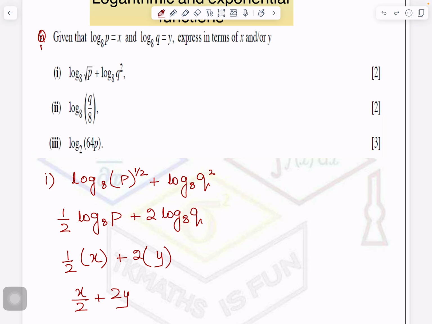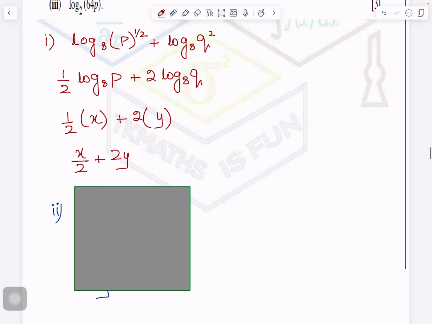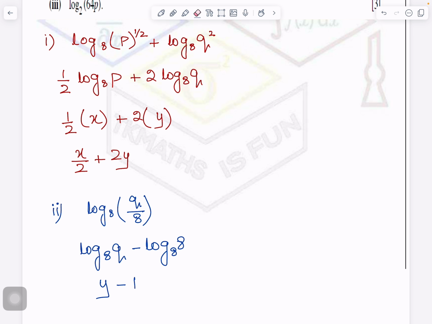Now let's see part 2. What comes to your mind? Absolutely right, quotient rule. Simple, right? So let's see here. When we apply the quotient rule, there is no complication. This part equals y, which is given in the question. And this is the rule we have studied: if the log of any number has the same base, we can replace it by 1. So this is how we have replaced it.